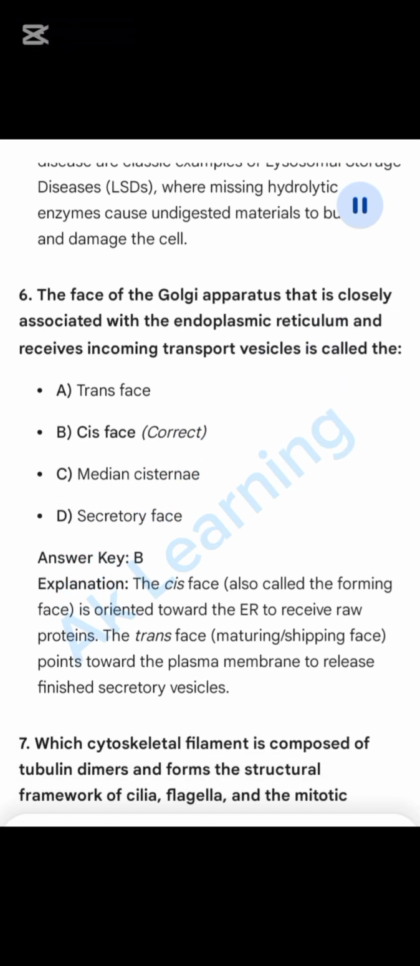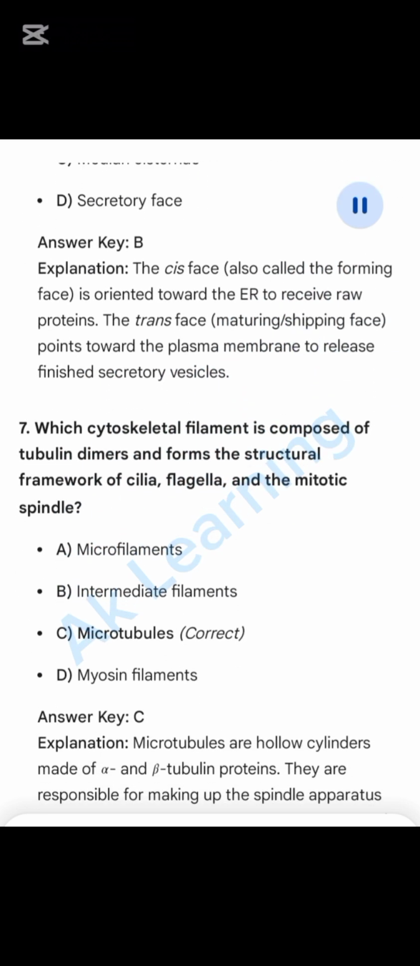6. The face of the Golgi apparatus that is closely associated with the endoplasmic reticulum and receives incoming transport vesicles is called the A. Trans face. B. Cis face. Correct. C. Median cisternae. D. Secretory face. Answer key, B. Explanation. The cis face, also called the forming face, is oriented toward the ER to receive raw proteins. The trans face, maturing/shipping face, points toward the plasma membrane to release finished secretory vesicles.